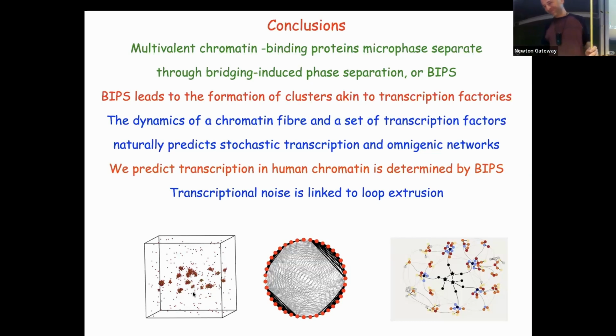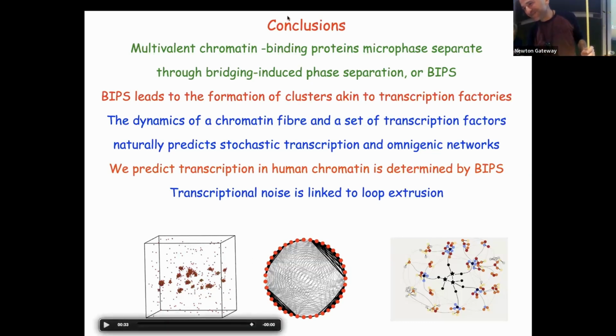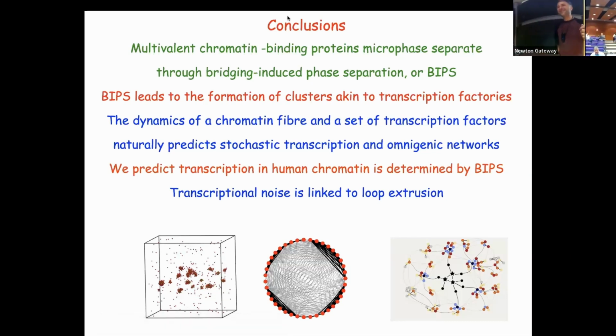Oh, there's an online question from Budo, I can read it out. You mentioned protein-induced phase separation. What about the lamin-induced phase separation?